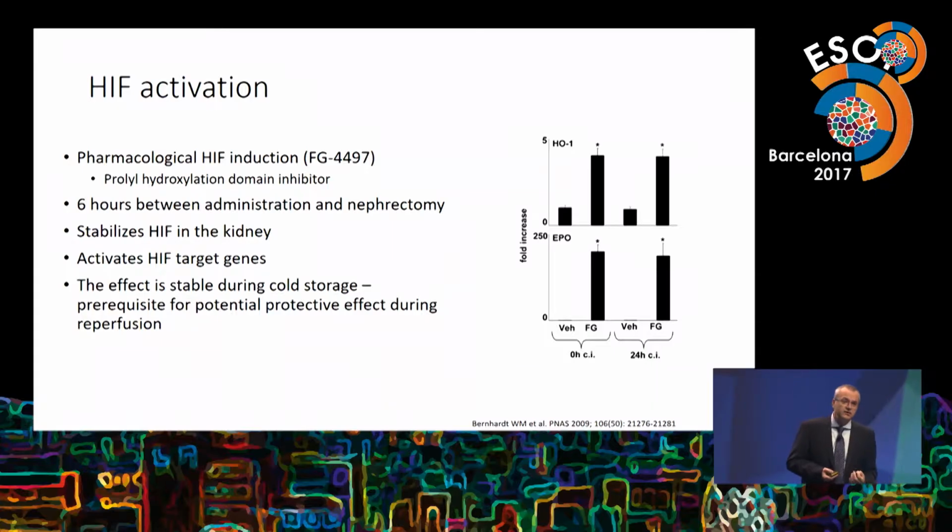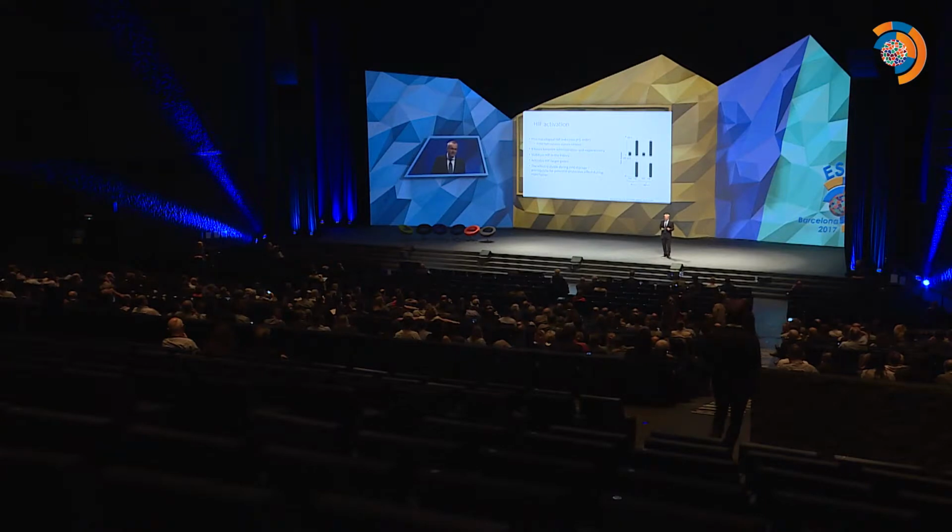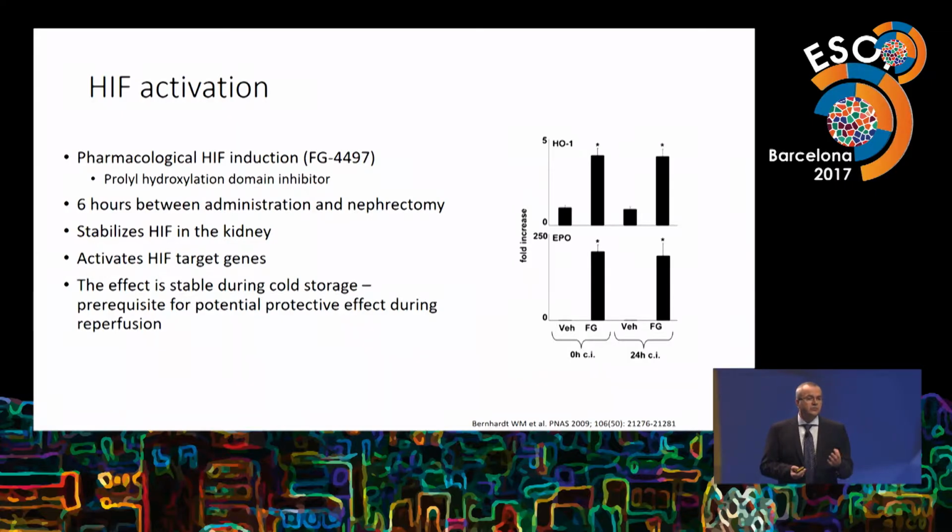We now know that the lack of oxygen leads to HIF activation. This study looked at pharmacological HIF induction with a prolyl hydroxylase domain inhibitor, which was administered 6 hours prior to retrieval of the kidneys. What this study showed is that it stabilized the HIF levels in the kidney and led to a rapid activation of the target genes. This study is important for two reasons. First of all, the activation of the target genes occurred quite early, within 2 hours of administration. Secondly, the effect was stable throughout the cold preservation phase, and this was a prerequisite for subsequent potential protective effect during reperfusion.